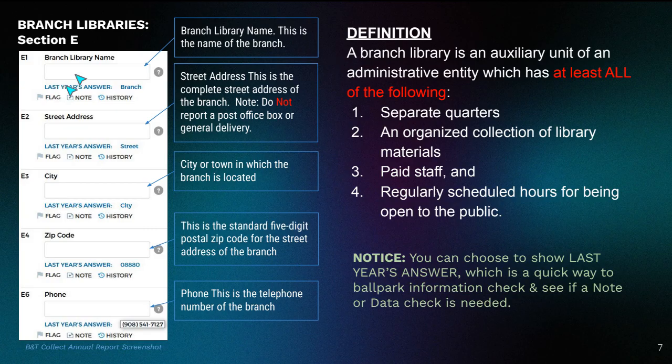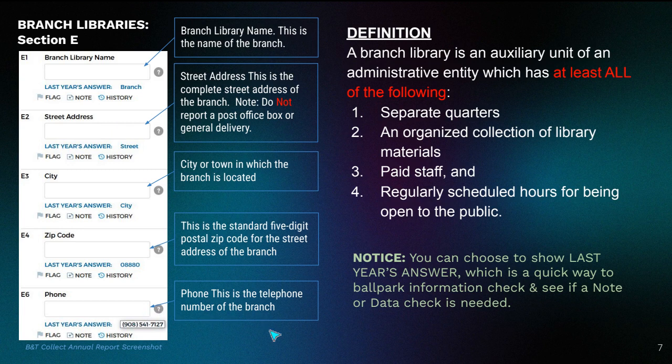The branch name comes first, then street address, the city, and zip code. When we're looking at the street address here, it really wants the physical address, even if you don't receive mail there. No post office boxes, or I have to go back in and fix that later.